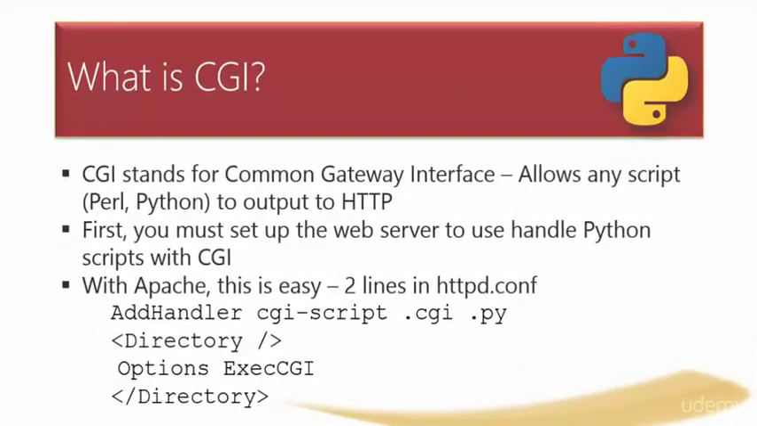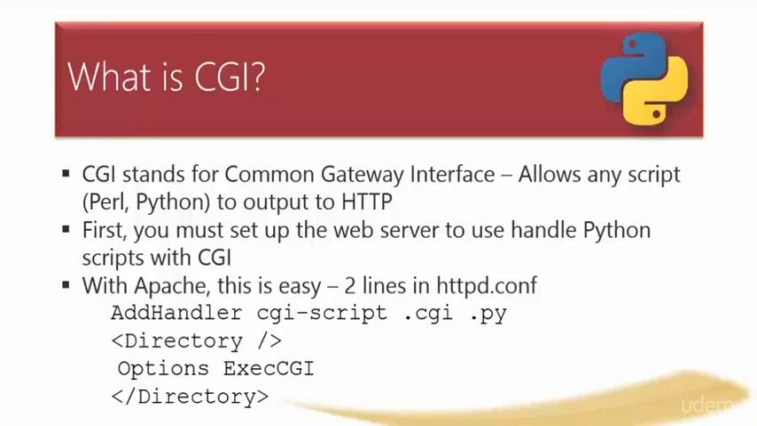So what is CGI? It stands for Common Gateway Interface, and it allows any script, such as scripting in the Perl language or Python, to output to your web or the HTTP, Hypertext Transfer Protocol.